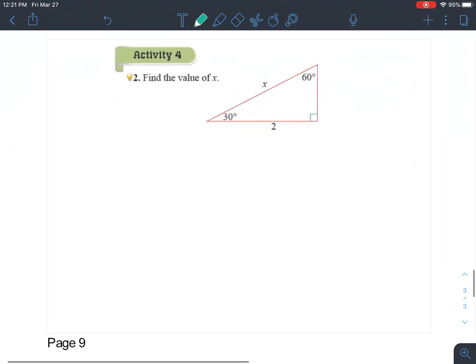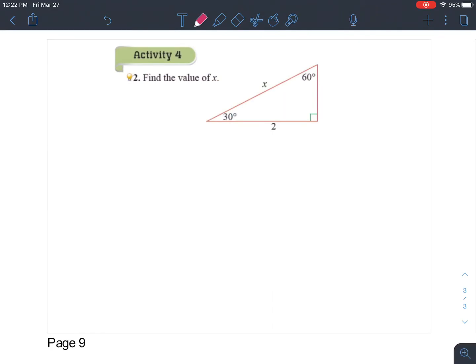Okay, so please pay special attention. This triangle is not oriented the same way as the ones before. So go ahead, pause the video, solve for the value of x. When you are done, start it up again, and I will show you how to do this question.